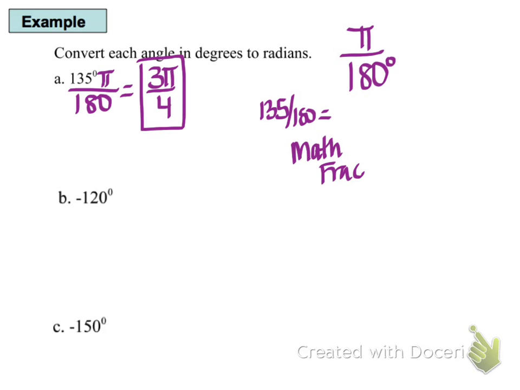All right, so we'll do the same thing for negative 120 degrees. Again, we're going to multiply by pi over 180, so the 180 is going to go in the bottom. We'll reduce negative 120 over 180, and that's 2/3, so we get 2 pi over 3.